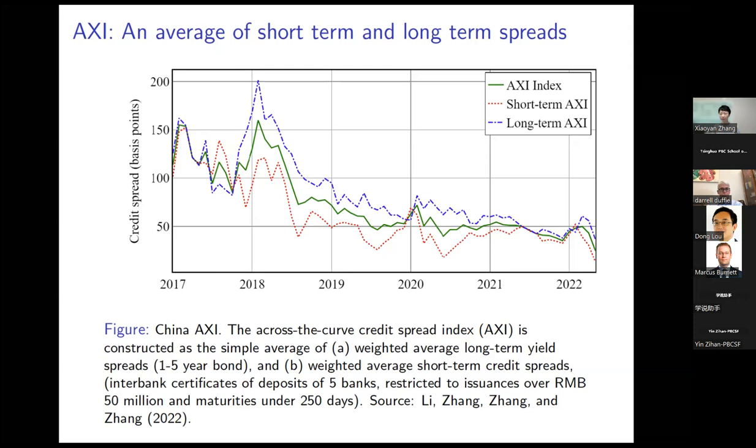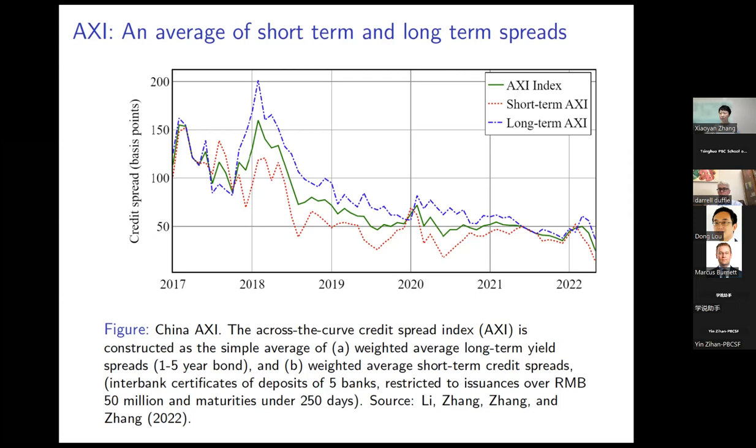And because of that, it reflects the average borrowing costs of banks, exactly what you would want for a credit-sensitive index. And remember, this is not the total borrowing rate, it's the credit spread above the risk-free rate. And if you want the total borrowing rate, you can simply add the risk-free rate.